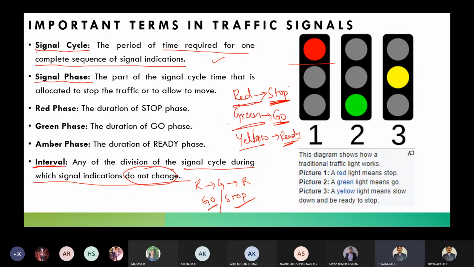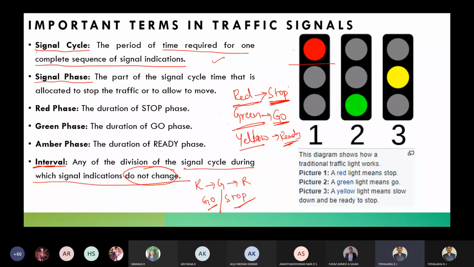One is signal cycle, the period of time required to complete one cycle, one sequence, that we are going to call a signal cycle. Signal phase, a part of the signal cycle time which allows the vehicle to move or allows the vehicle to stop. Again, the signal phases are divided into three categories: red phase, green phase, and yellow or amber phase.